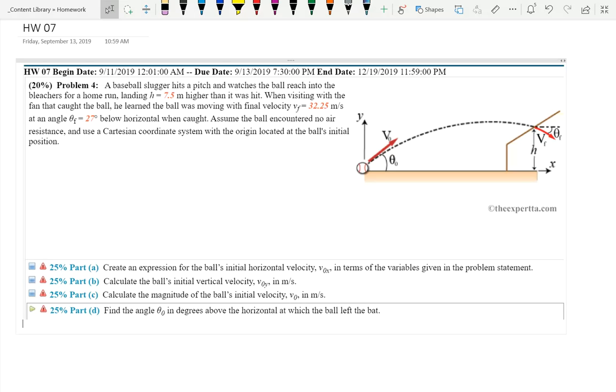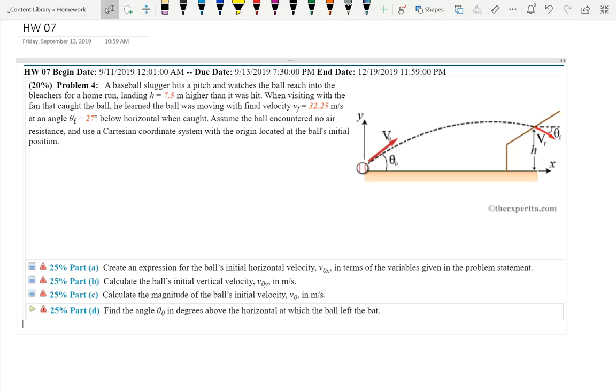Assume the ball encountered no air resistance. Okay, we've already had enough ridiculous stuff, so there's no problem with going that much further. And use a Cartesian coordinate system with the origin located at the ball's initial position. Now let me start at the end. I know I kind of made fun of this, but we do physics problems to make them easy for you, as compared to making it harder. So this is the easy version of this problem. If you had to include air resistance and whatnot, it would be harder, right?